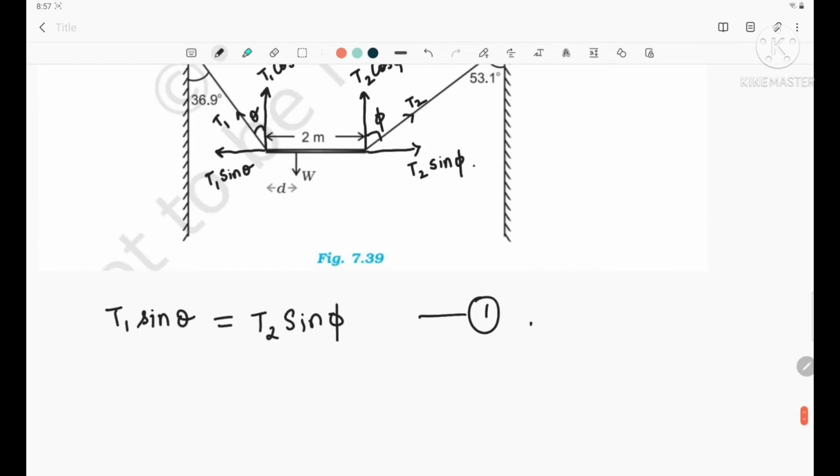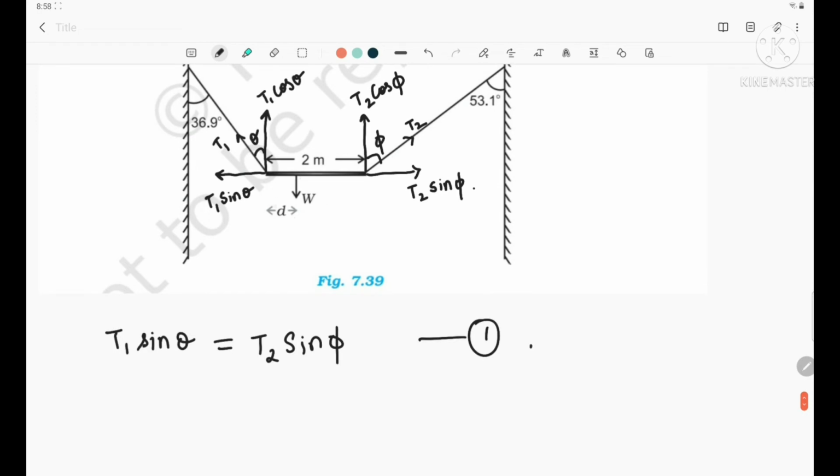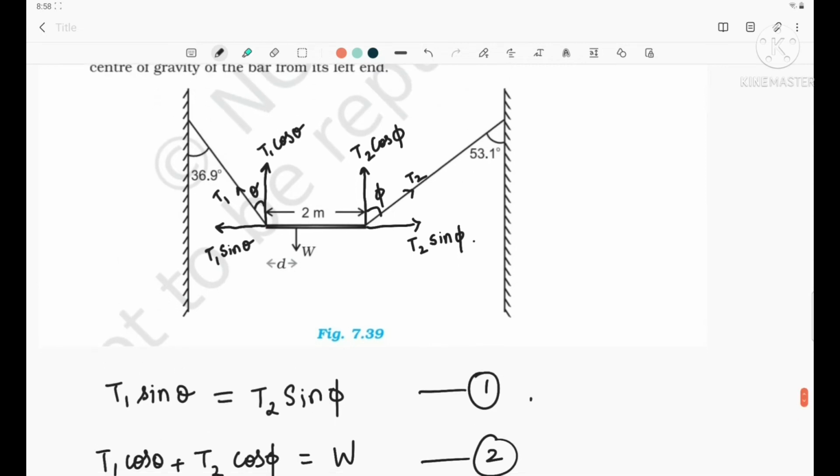And then in vertical equilibrium, the weight of the object is acting in the vertical, downward direction, and T1 cos theta plus T2 cos phi are acting along the positive y direction. So let this be equation number 2. Now the total torque acting on this object is also 0, because the object is in equilibrium. That means the clockwise torque and the anti-clockwise torque are both equal.